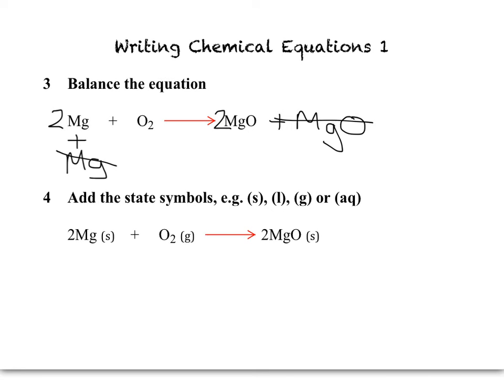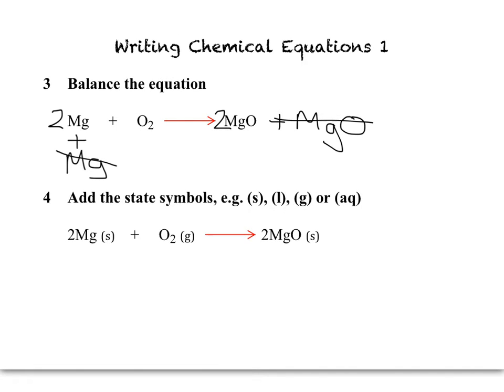Rule 4. Add the state symbols, solid, liquid, gas or aqueous. This is their state at room temperature, 20 degrees centigrade. Aqueous means in a water solution. Mg is a solid at room temperature. All metals are solid at room temperature, except mercury. Oxygen gas is of course a gas. Magnesium oxide is a solid.